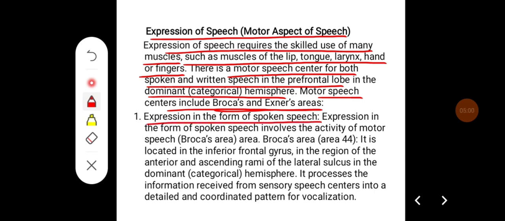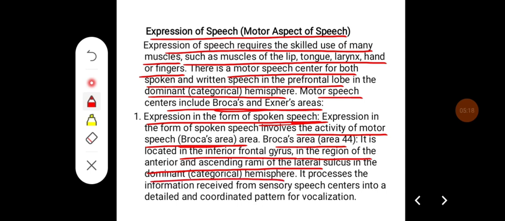Expression in the form of spoken speech. Expression in the form of spoken speech involves the activity of the motor speech area, that is Broca's area. Broca's area is located in the inferior frontal gyrus in the region of anterior and ascending rami of lateral sulcus in the dominant hemisphere. It processes the information received from sensory speech centers into detailed and coordinated pattern of vocalization.